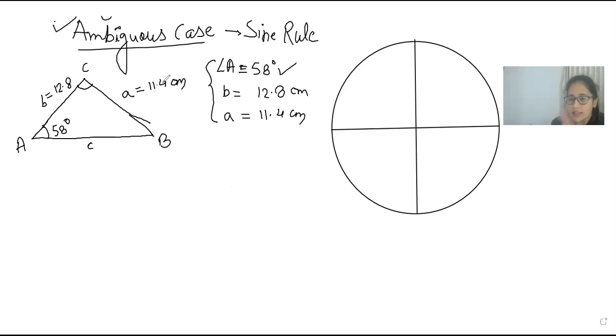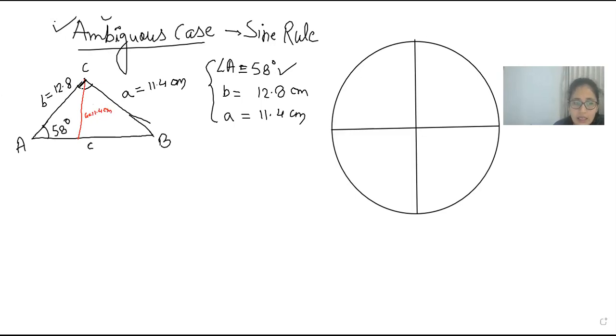So see properly here, this A is 11.4. We can say one triangle is like this, where A is 11.4, or we can draw another triangle also, something like this. I need to change color. Something like this, where A is equal to 11.4 centimeters. That case is also possible.